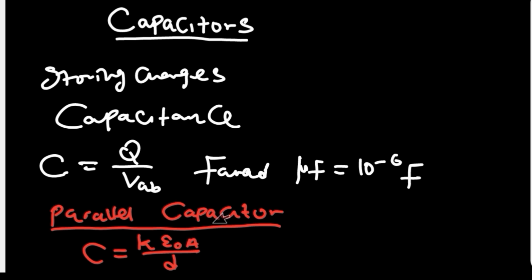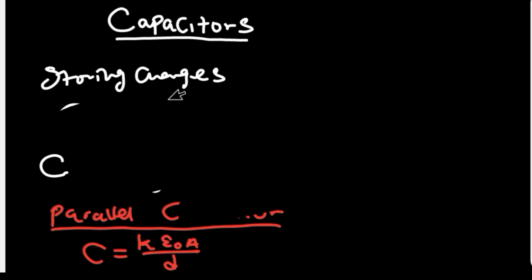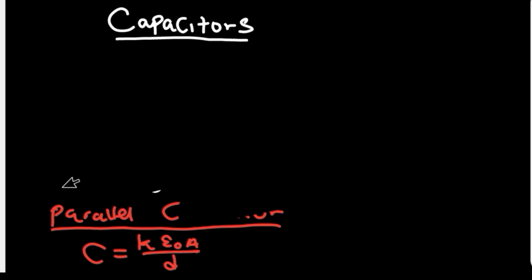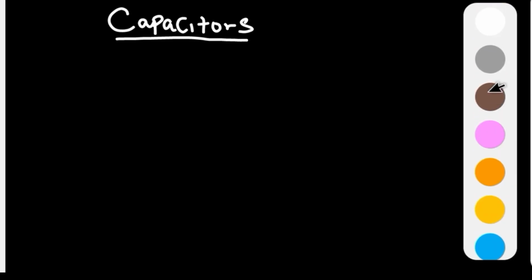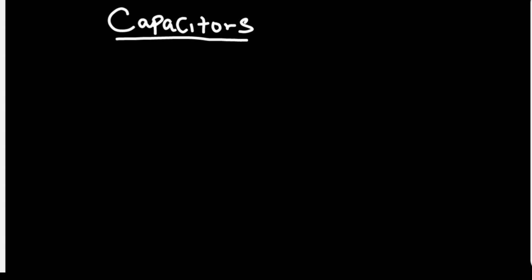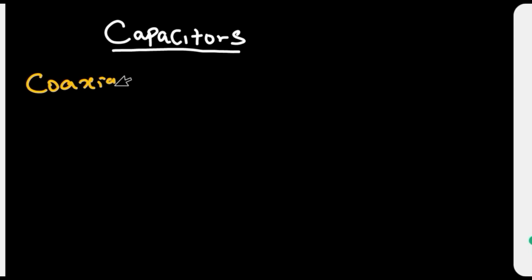The next type of capacitor we are going to talk about is the coaxial cylindrical capacitor. This type of capacitor is very common in industries. Things like when you use fans, it's very common. It's called a coaxial cylindrical capacitor.